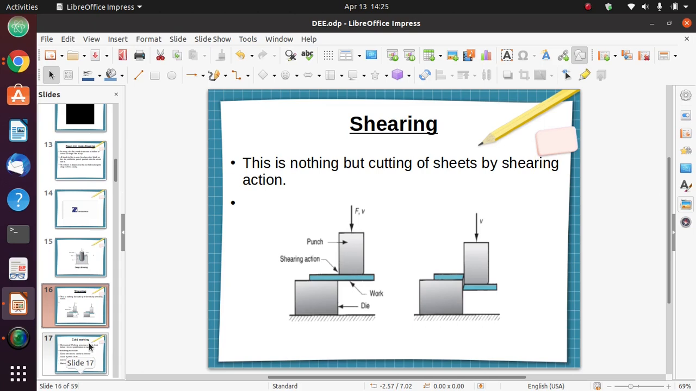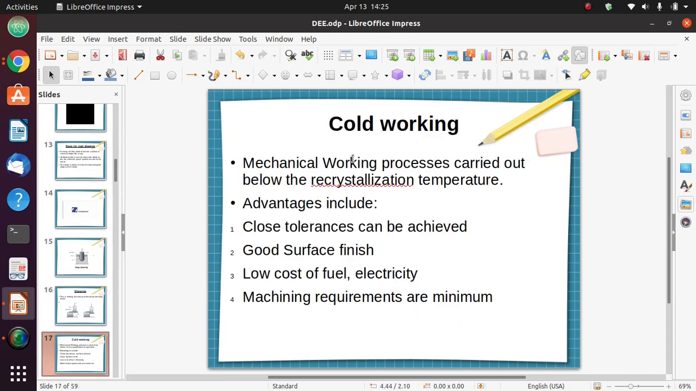Now, these processes that we have mentioned, there are so many processes in our workshop, but these ones I have mentioned here can be done through cold working, or another process known as hot working. What do I mean by cold working? This is essentially working on a workpiece below its recrystallization temperature.